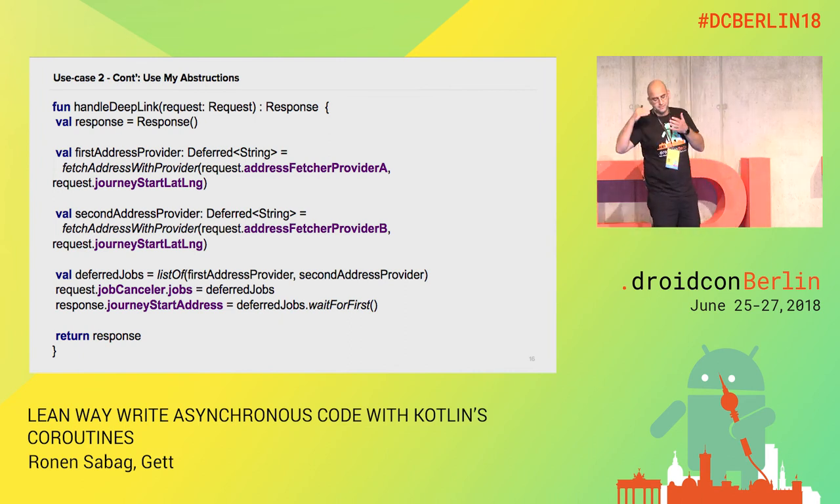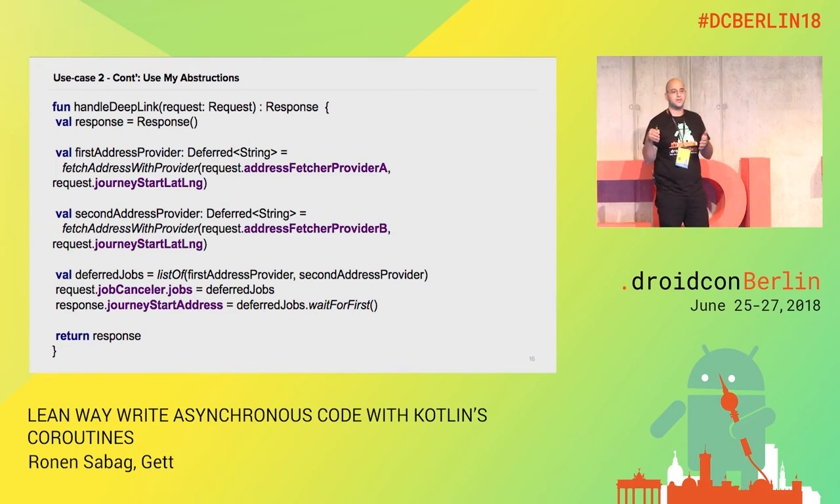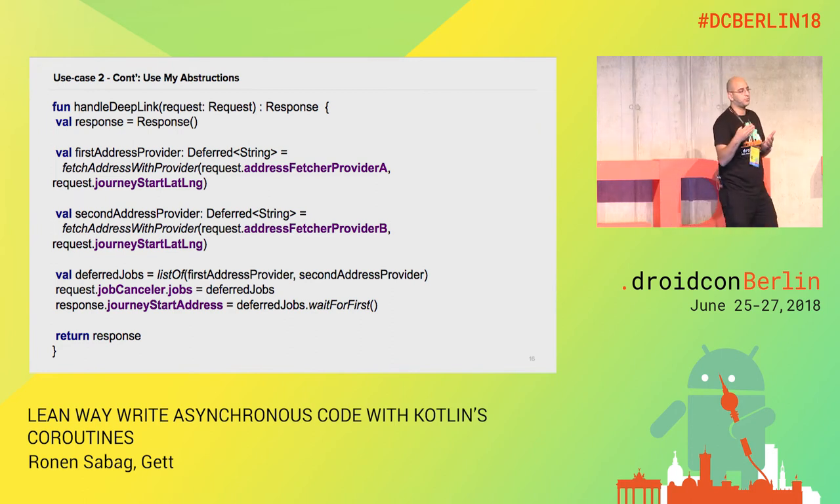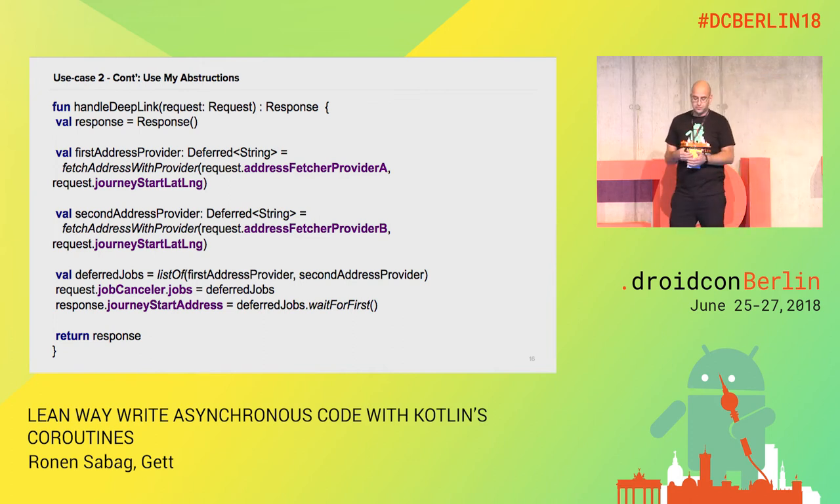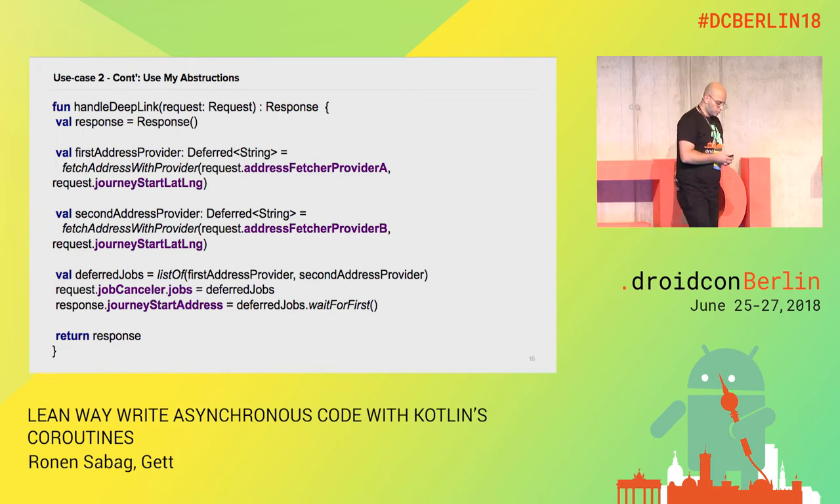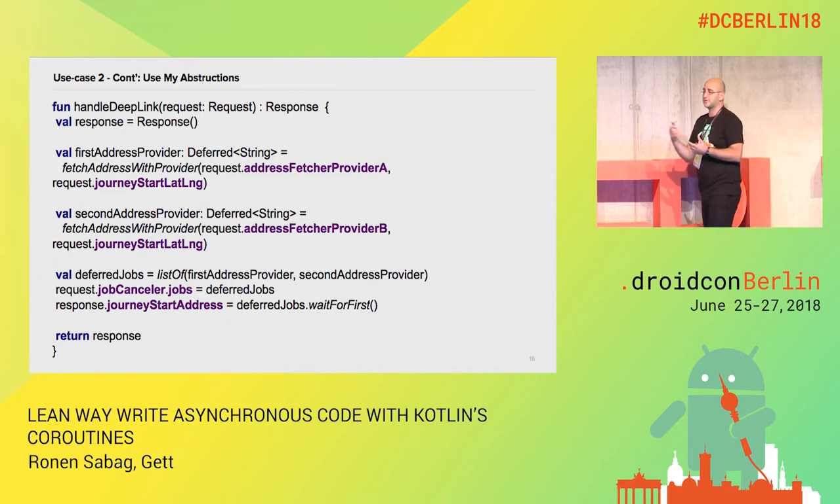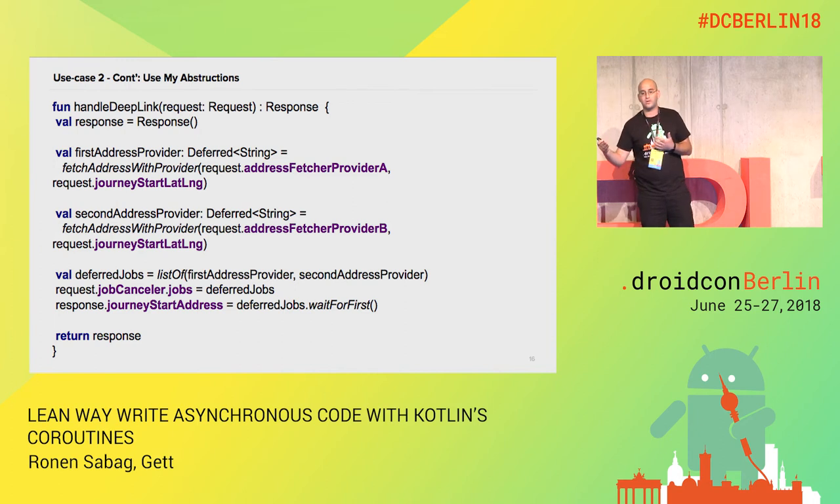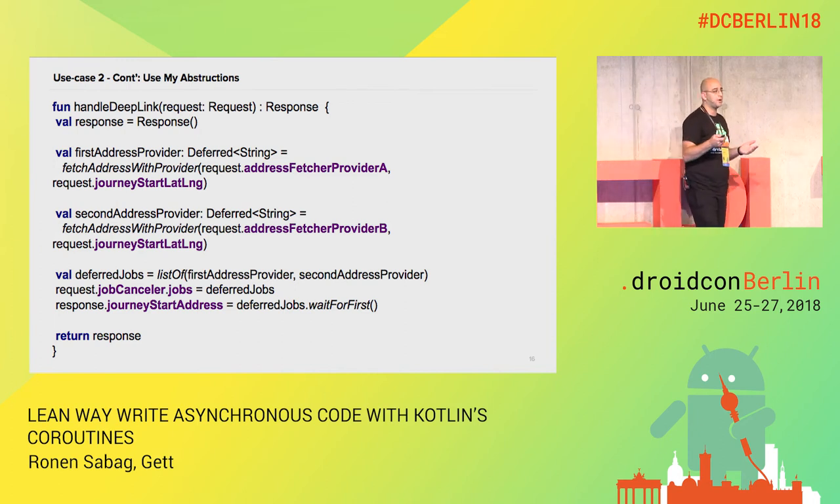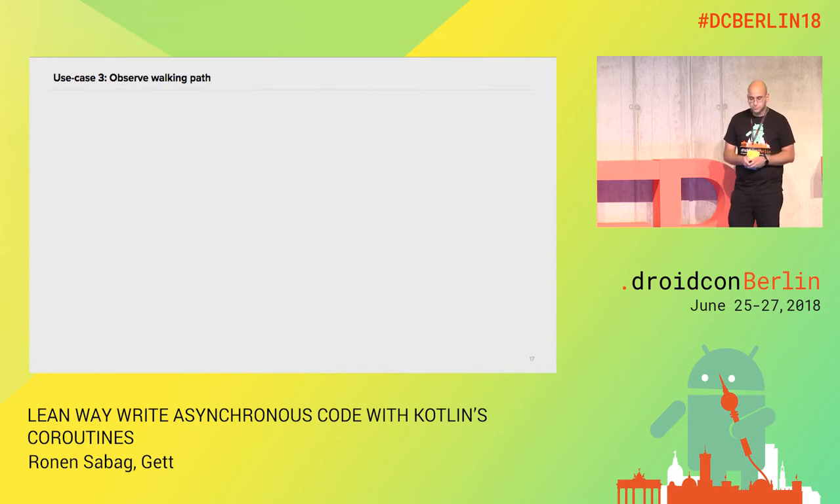I have fetch the first one, fetch the second one, put all of them in the job canceller because I still want to be bound to the lifecycle. And then I'm just going to wait for the first one. So it's much nicer, much more elegant than before. So until now, we just saw examples of synchronization between two jobs, where we want to wait for the first or do both of them in parallel. Let's see how we can observe things with coroutines.